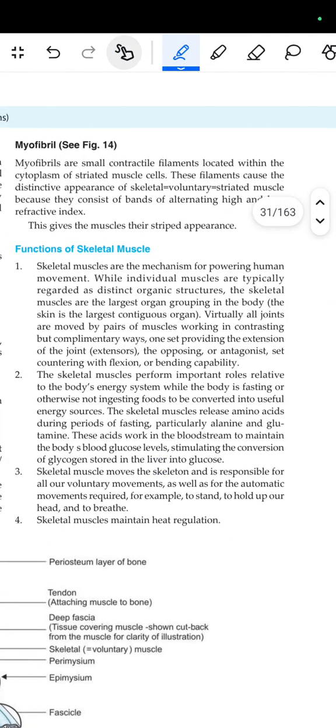फिर आता है myofibril. Myofibrils are the small contractile filaments located within the cytoplasm of the striated muscle cell. These filaments cause the distinctive appearance of the skeletal, voluntary, or striated muscle because they consist of bands of alternating high and low refractive index. These give the muscle their striped appearance.